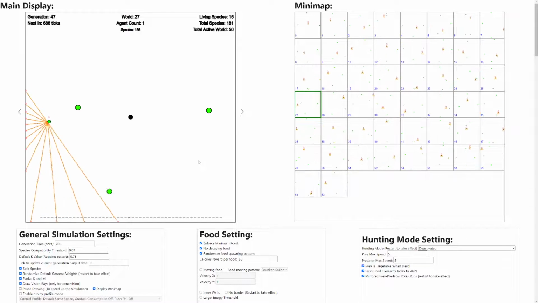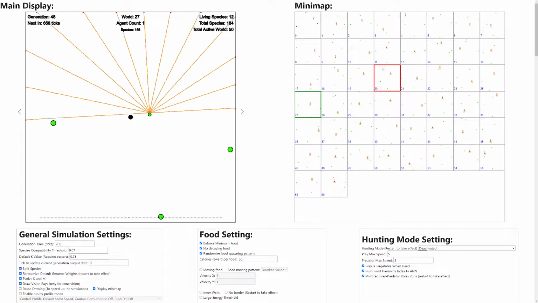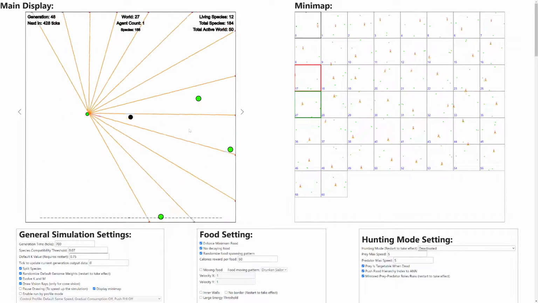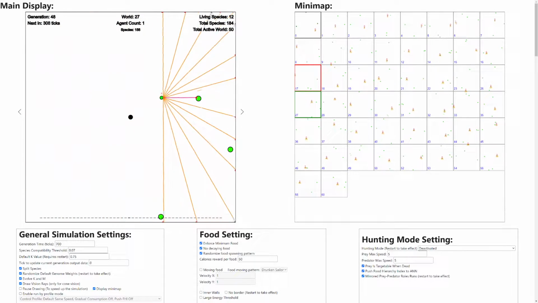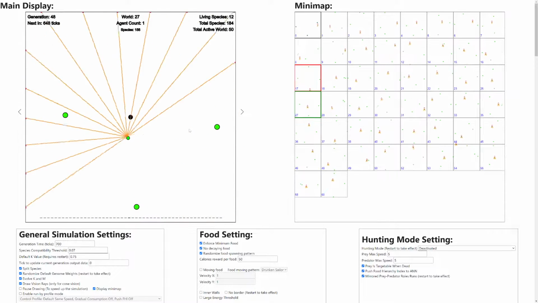Now let's take a look at another leap forward in our generational time. Here are some agents that are near generation 50. Let's take a look at this one. Okay, it's able to scoop up the first piece of food, and it looks like it turned around and avoided the wall. The first time it avoided the wall, the second time it looks like it had some challenge.